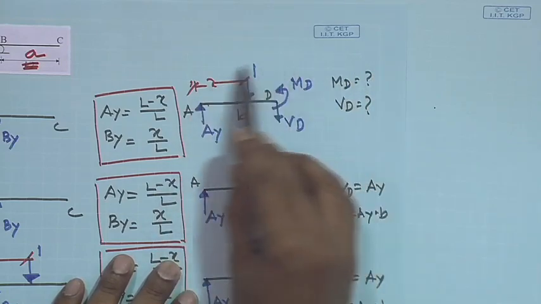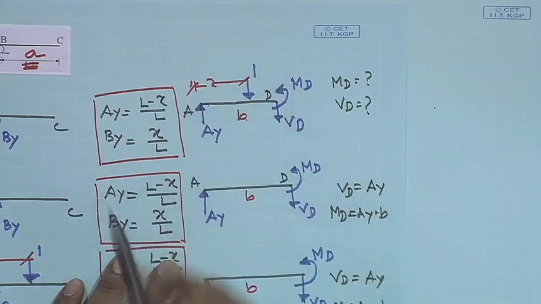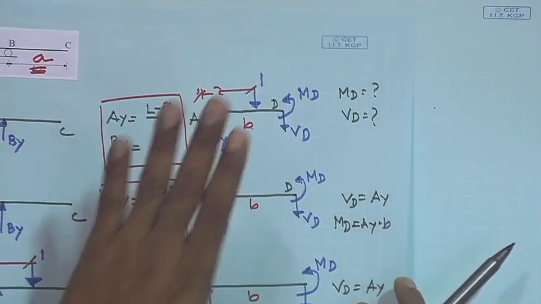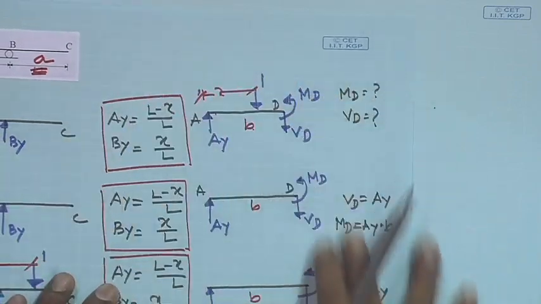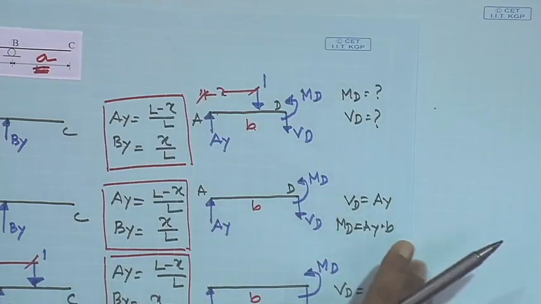We need to apply the boundary conditions only. We need to apply the equilibrium conditions only. Now, once we do that, we have the expressions for all these required forces, right?